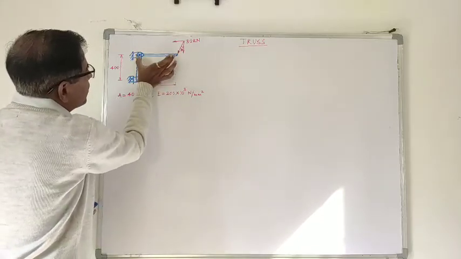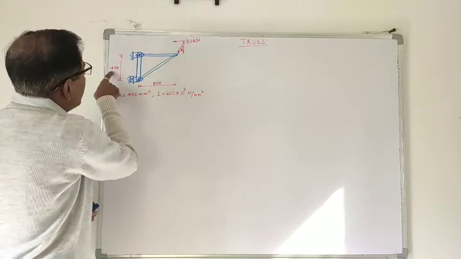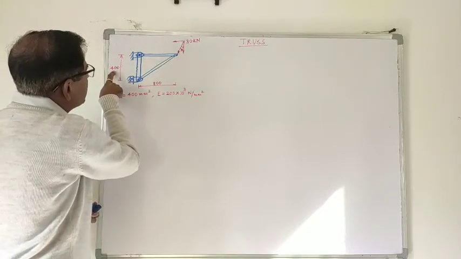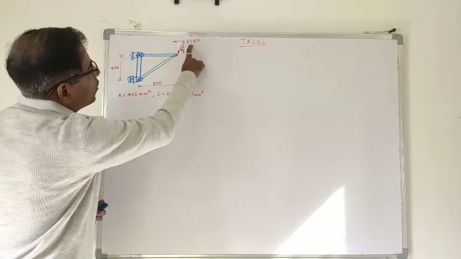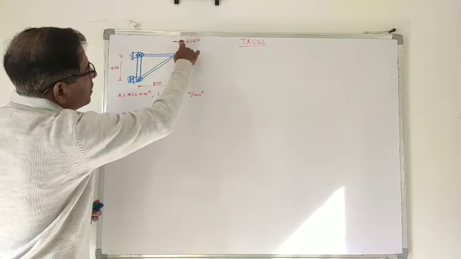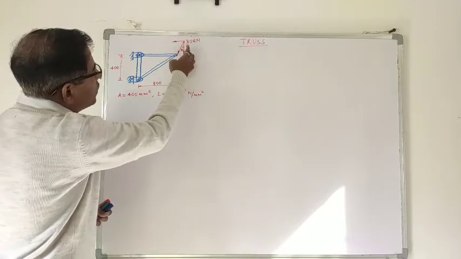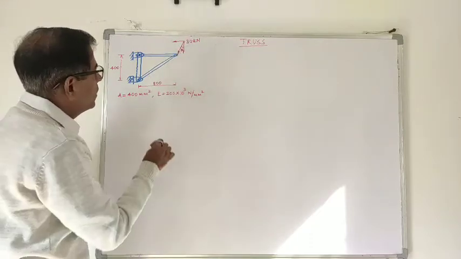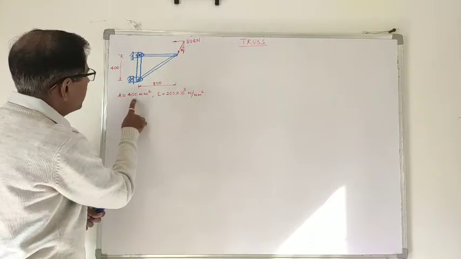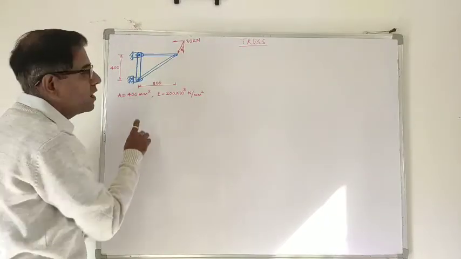The length of this horizontal member is 800 mm and the length of this vertical member of the truss is given as 400 mm. One force of 30 kilonewton is applied in inclined direction. The inclination of this force with that of a vertical line is given as 30 degree. Then the cross-sectional area of the truss member is given as 400 mm square.